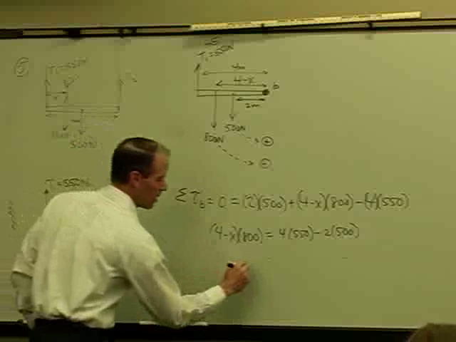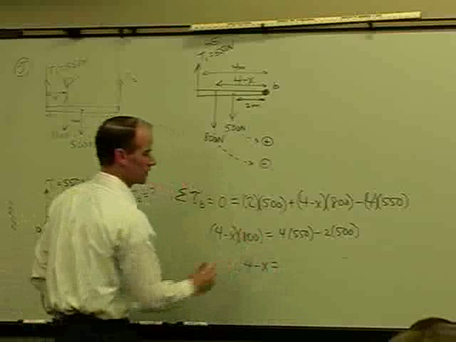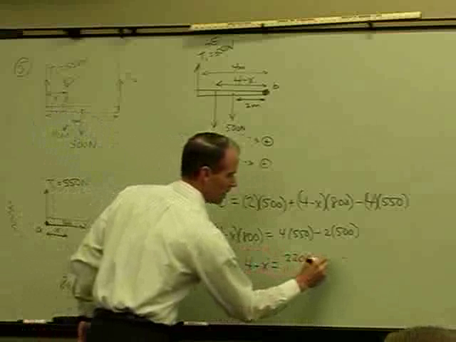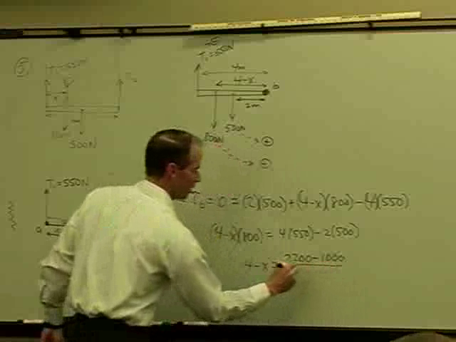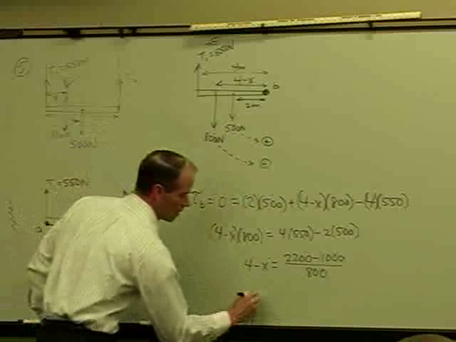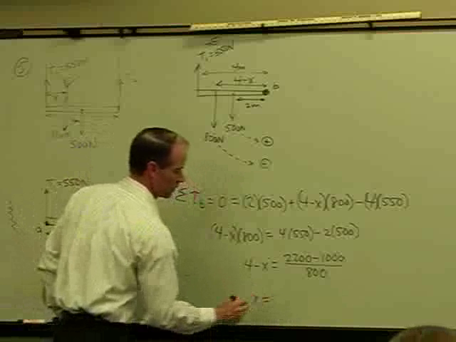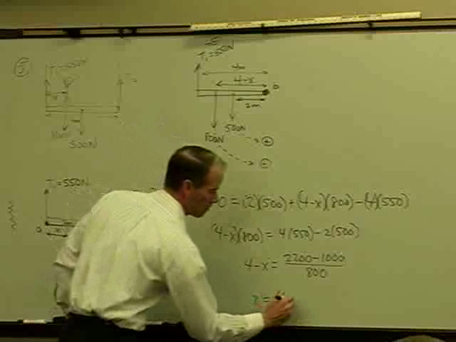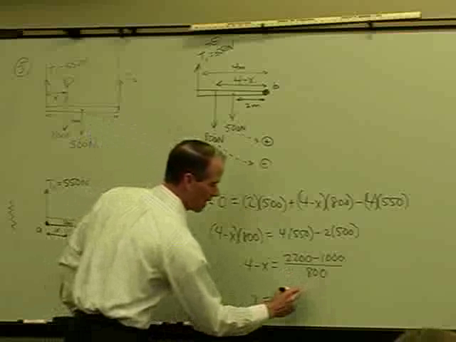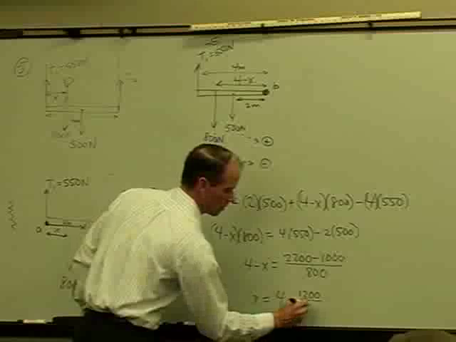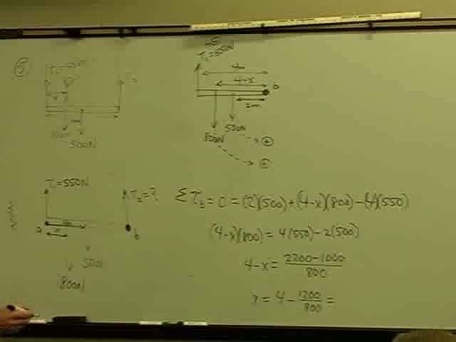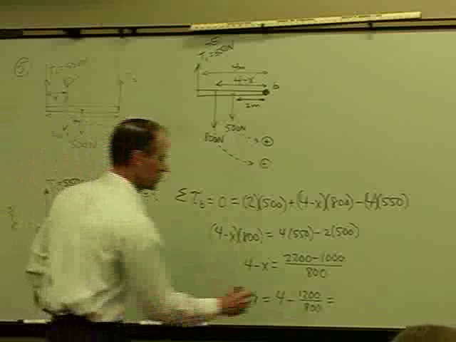Or I could say that 4 minus x is equal to 2,200 minus 1,000 divided by 800. Or x is equal to 4 minus all this stuff, which is going to be 1,200 divided by 800. It's going to be 1.5. So x is going to be 2.5 meters.